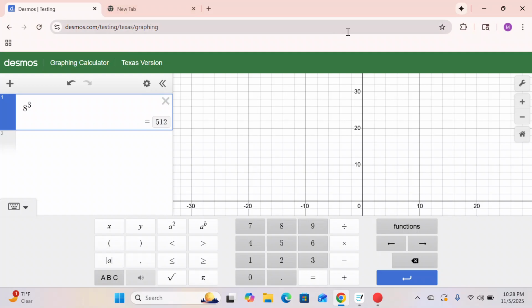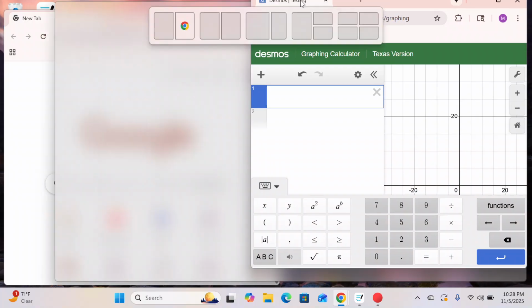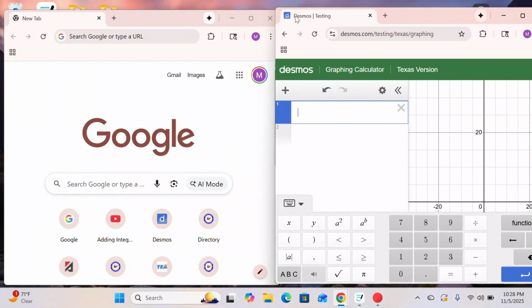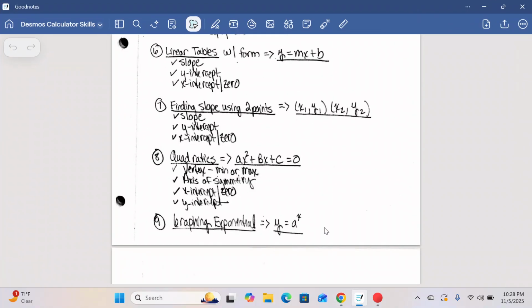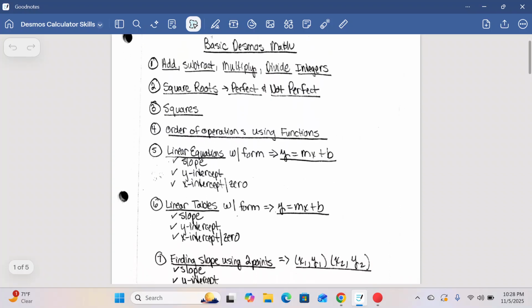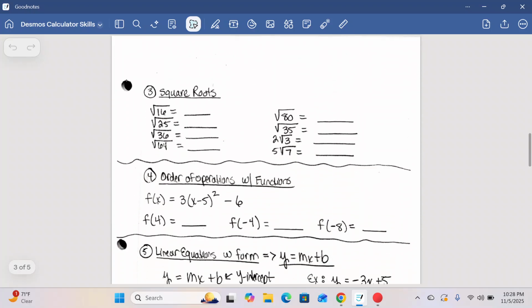So I'm going to go ahead and shrink Desmos a little more so I can have a split screen. I'm going to get this out of the way. I'm going to go ahead and grab Desmos and put it right here on my split screen. And then of course on my GoodNotes, I am going to target the next topic, which is order of operations with functions. So if I go to my GoodNotes, I already talked a little bit about squares.